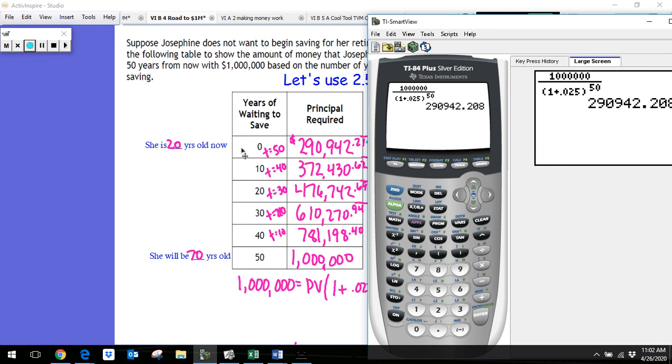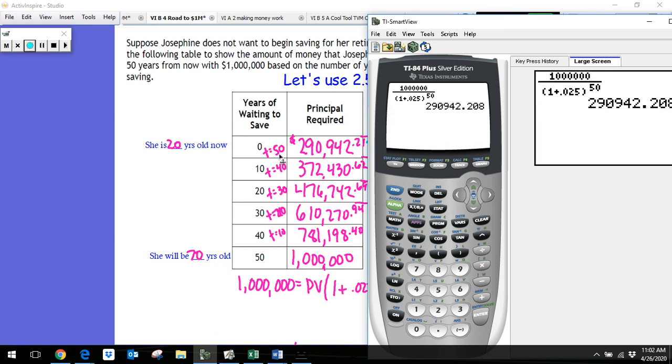I want you to think about what's happening. If she's 20 now, she wants to retire in 50 years. I'm just making up those numbers. It could be 18 and 68, but I did 20 years old, 70 is when we're going to retire. There's my 50 years. Well, if she waits till age 50, she's going to have $1 million in there.